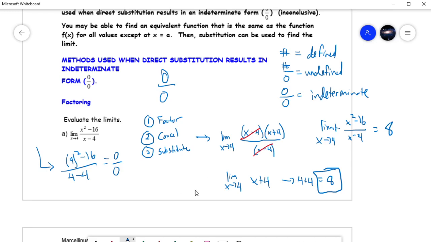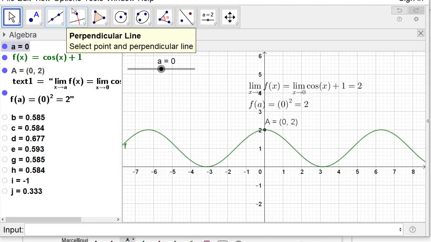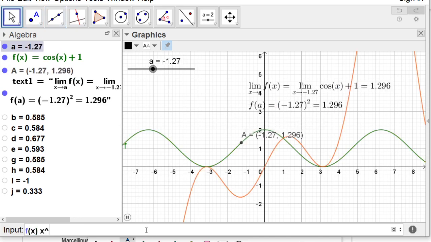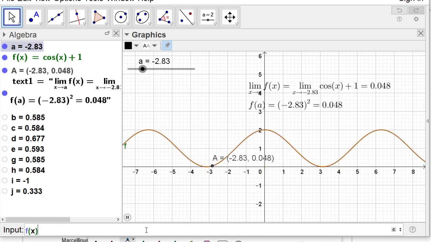Let's prove it. Okay. Let's change this. So we're going to change this function to x squared, sorry, you got to use brackets here. So x squared minus 16 over x minus 4.